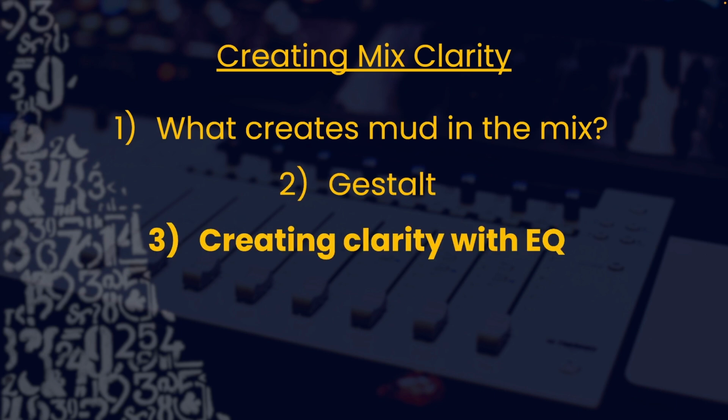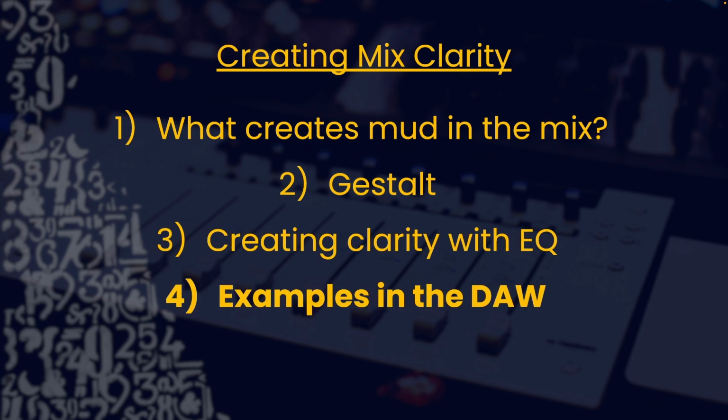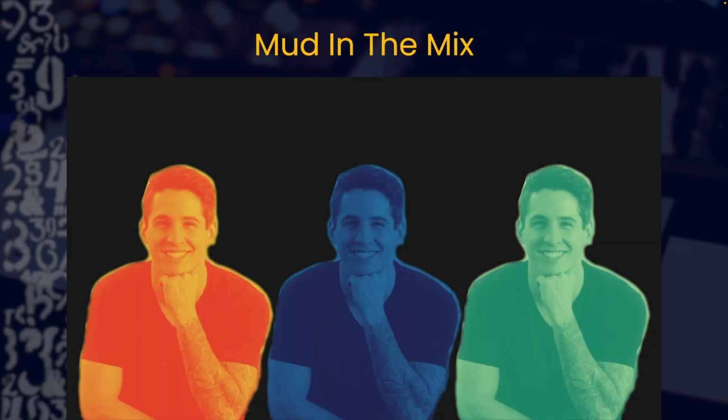We're going to talk about creating clarity with EQ, how the concept behind it actually works out in a real mixing scenario. And then we're also going to be diving into the DAW and show you in a real mixing scenario how this is done in two different examples there. So stick around to the end to make sure that you actually can see how this is done inside of the DAW itself. The first thing we're covering is mud in the mix.